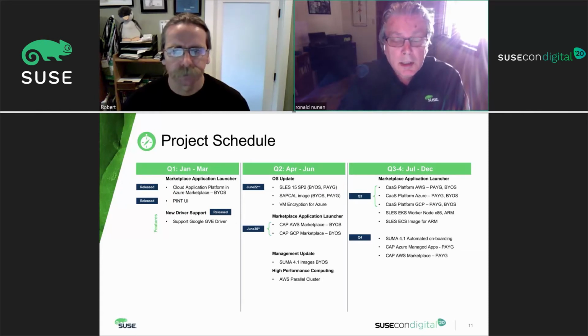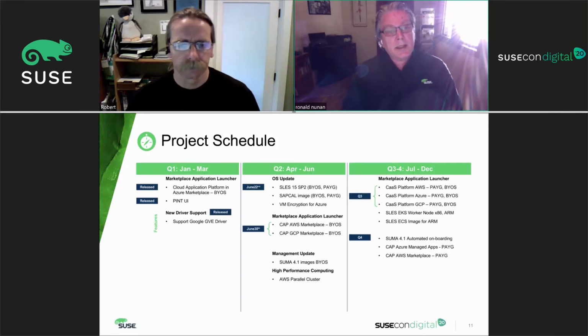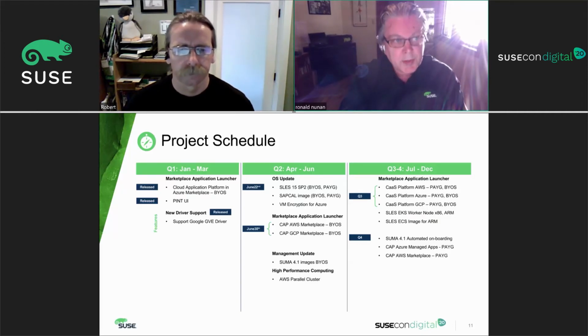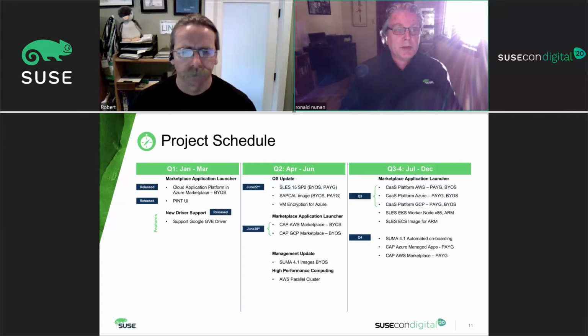Well, now let's take a look at the project schedule. This is what's upcoming this year. So just in this quarter right now, we've released some stuff that's pretty interesting that we'll talk about in more detail. The Cloud Application Platform has an image now up in the Azure Marketplace. It's a bring your own variety of the image. It allows you to install and then launch and start the Cloud Application Platform in an AKS environment, which it sets up the provisions for you. You also see the PINT UI, which is something that we just went through as a utility. And then from Google, you saw that we have a new driver that is a network driver for that platform.